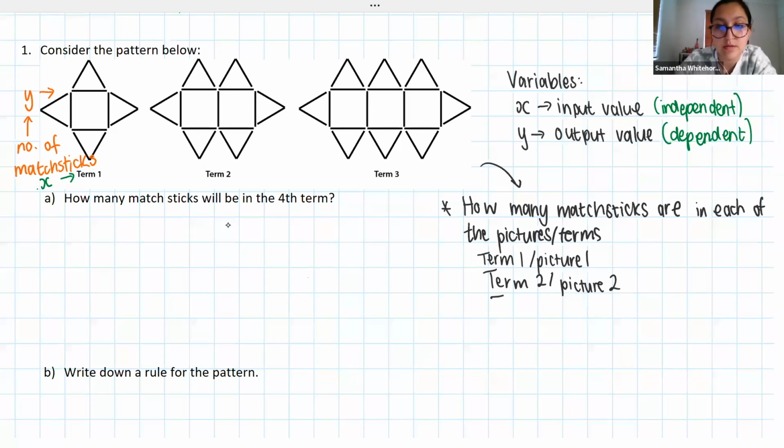On the chat, I should be seeing a whole bunch of numbers come through for each of these terms or pictures. We're just counting the matchsticks right now.